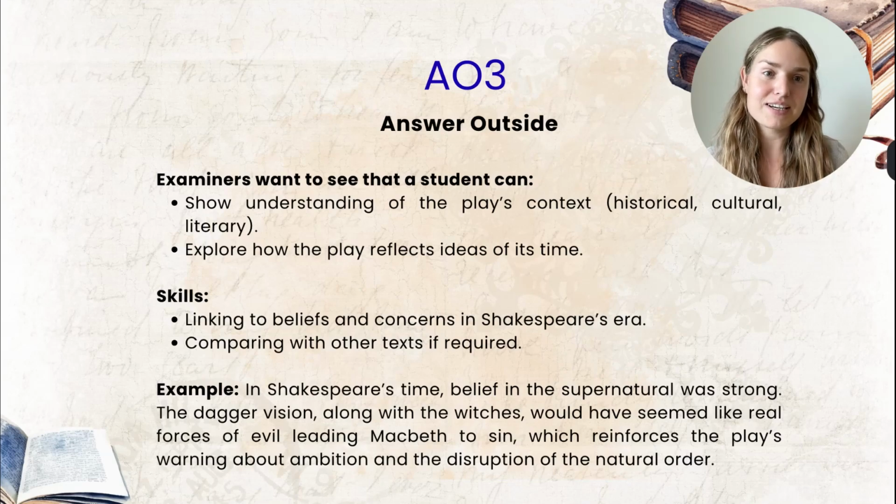So an AO3 sentence looks something like this. In Shakespeare's time, belief in the supernatural was strong. The dagger vision, along with the witches, would have seemed like real forces of evil leading Macbeth to sin, which reinforces the play's warning about ambition and the disruption of the natural order.